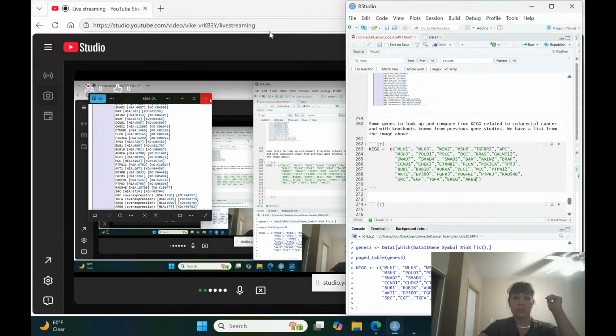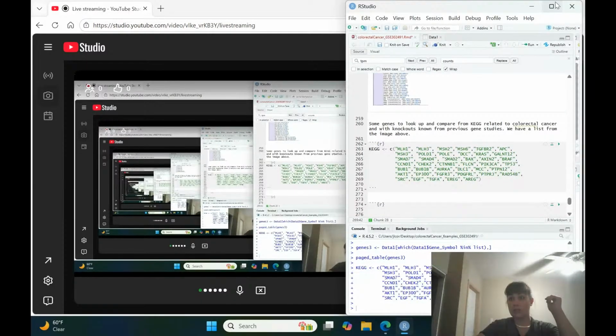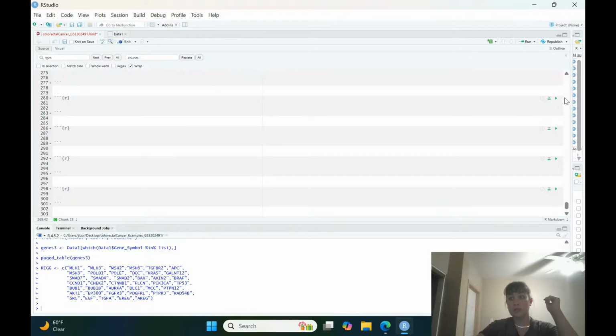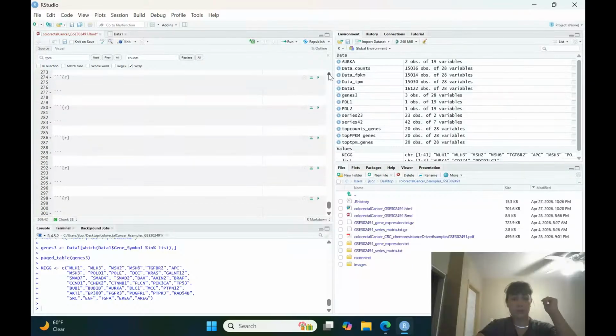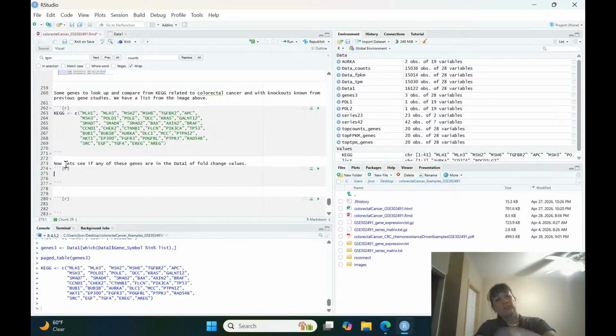We're going to close this out. We're still going almost an hour and a half. We'll just see if it's in this data. So we're going to open this up again to our regular screen sizes for the windows. We have our 41 genes for KEGG. Now let's see if any of these genes are in the data one for fold change values.